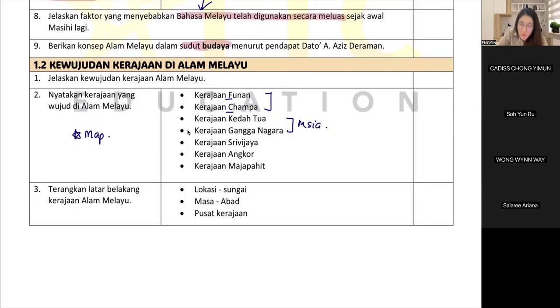Okay. So guys, remember, Funan and Champa are the older generation. I call them old because of what? Because of KFC uncle. FC, KFC, remember? So Kedatuan, Ganga Nagara, KG is weight. This is how I teach the students.